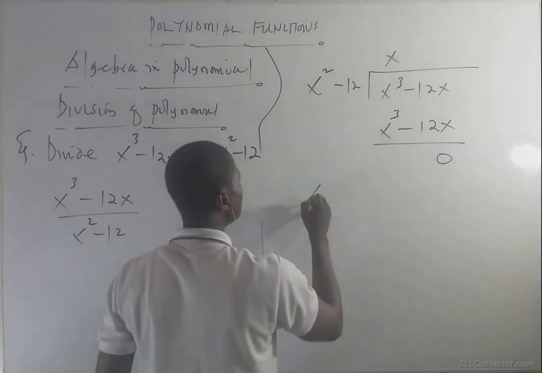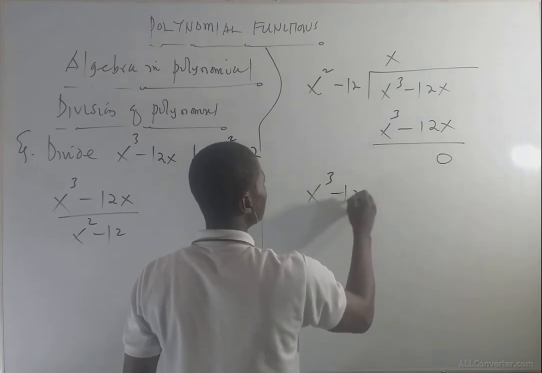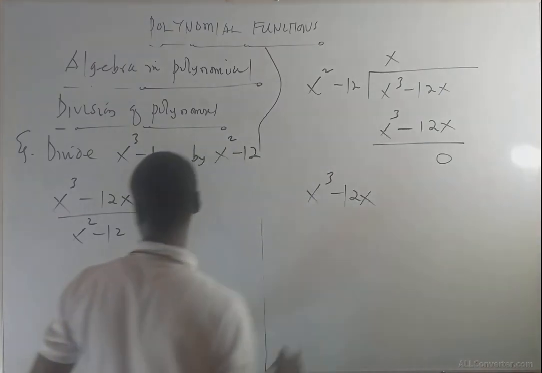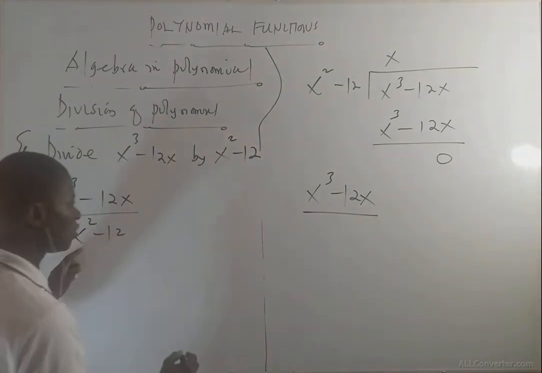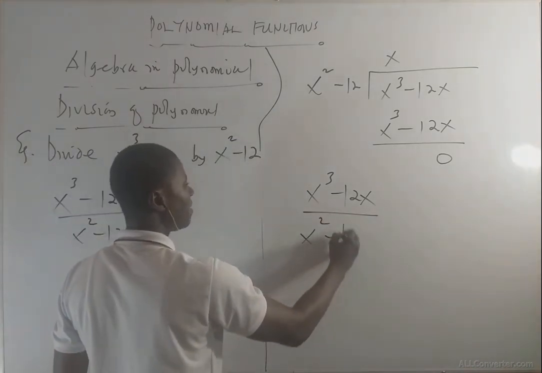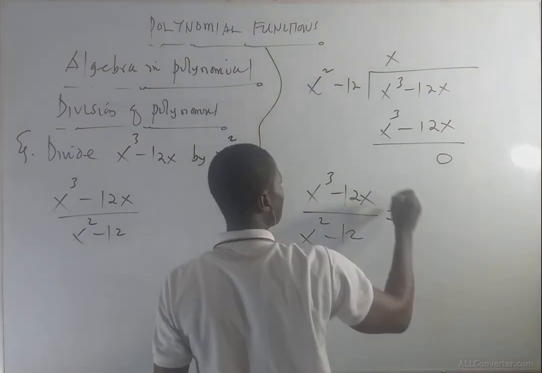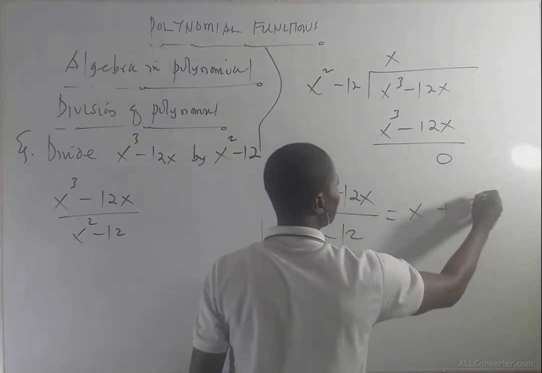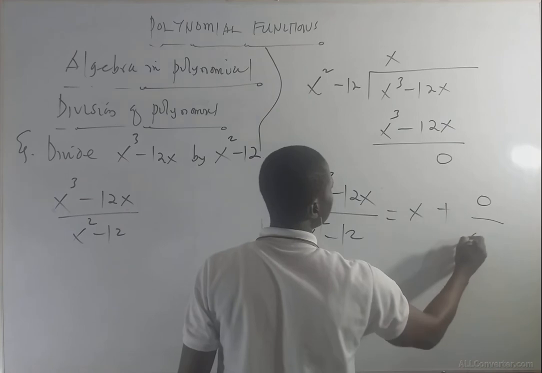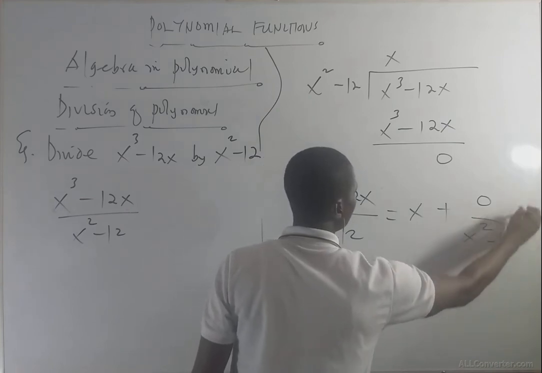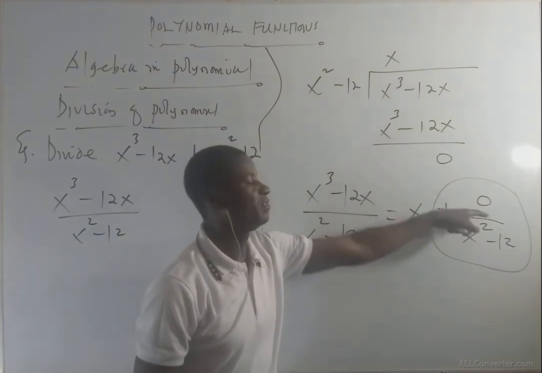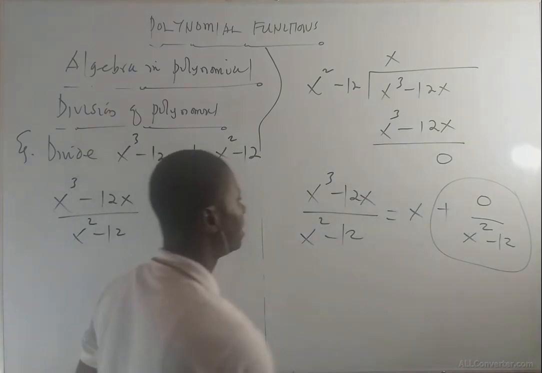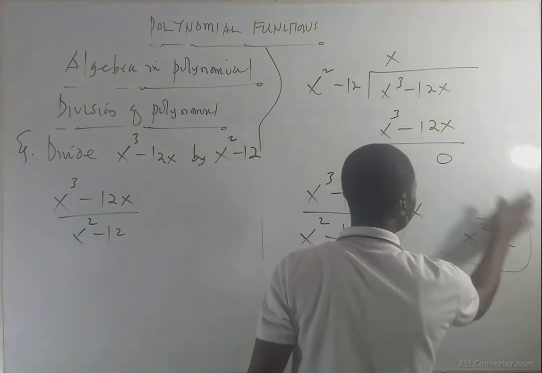That means that when we divide x cubed minus 12x, that's the dividend from the question, by x squared minus 12, the result is x plus the remainder 0 over the divisor, that is x squared minus 12. Don't forget, this will also go to 0 because the remainder has given us 0. So that expression will not be needed again, and so it's gone.